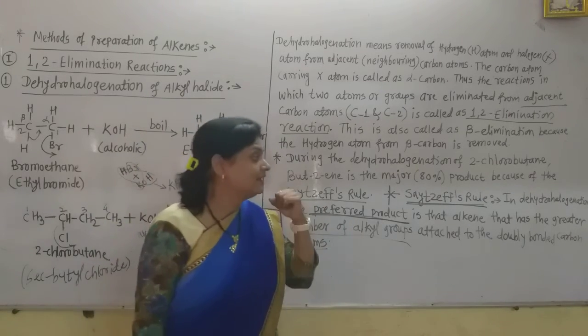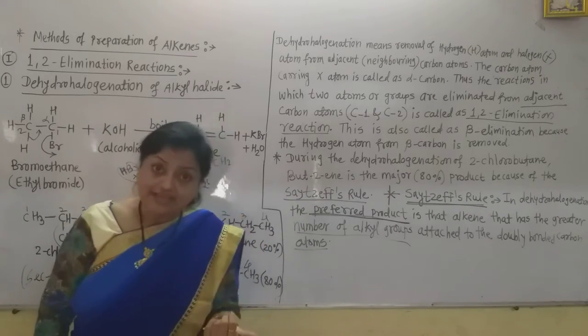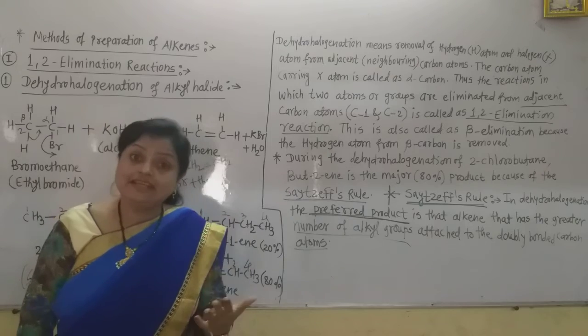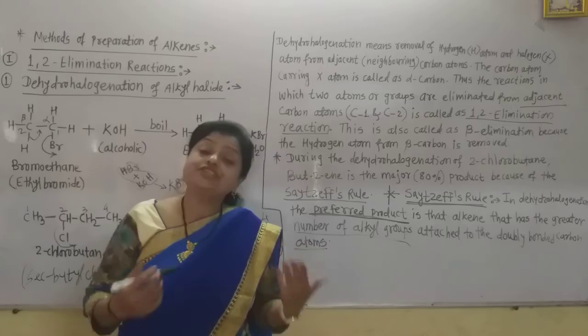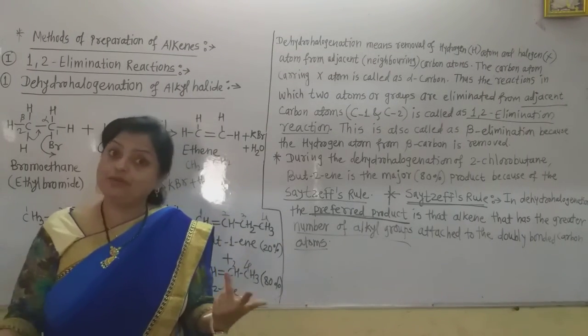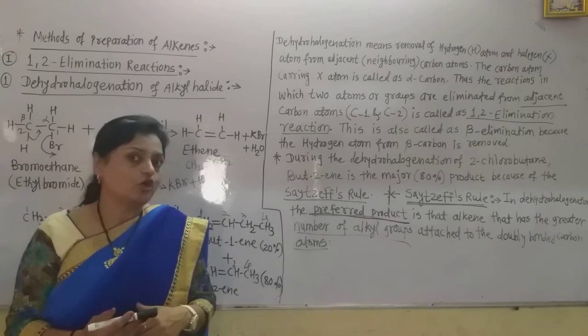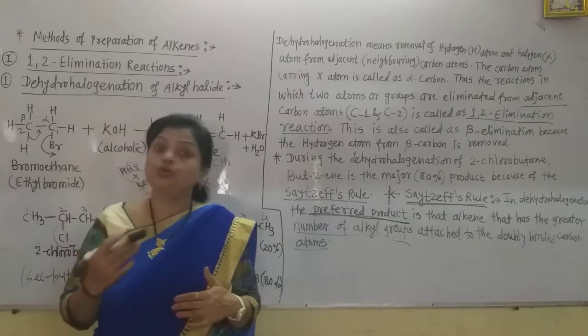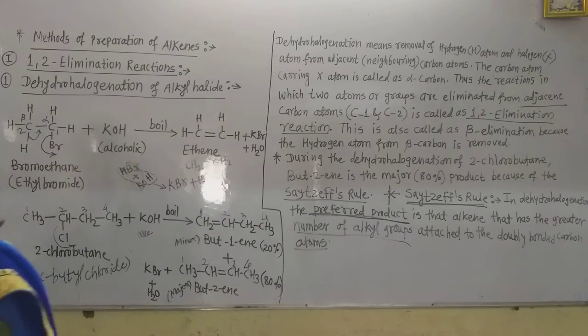The Saytzeff rule says that during the dehydrohalogenation of an alkyl halide, always that alkene is the preferred or major product which has more alkyl groups attached to the doubly bonded carbon atoms, and that is the reason for the formation of but-2-ene as the major product and not but-1-ene. Now this is a very important reaction for the preparation of alkenes, because in this reaction alkenes are prepared.